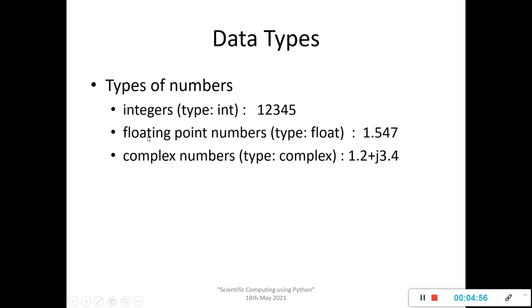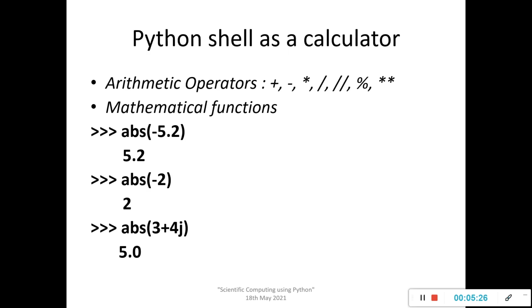Integers, floating point numbers, and complex numbers are supported in a big way. The best part about integers is you can always declare an integer as huge as you want, as big as you want. Floating point numbers appear like the one shown over here, and complex numbers can also be manipulated very easily. If you want to manipulate complex numbers in any other language, you need to write explicit functions for this, but in Python, it just gets done.